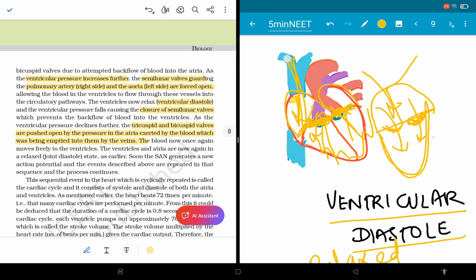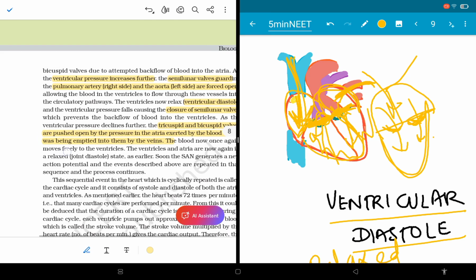From the inferior vena cava and superior vena cava and from the pulmonary veins there is incoming blood always. So the atrium now will get enough blood to push the valves open and the ventricle will receive blood again. So this is one cycle. The blood now once again moves freely into the ventricles.